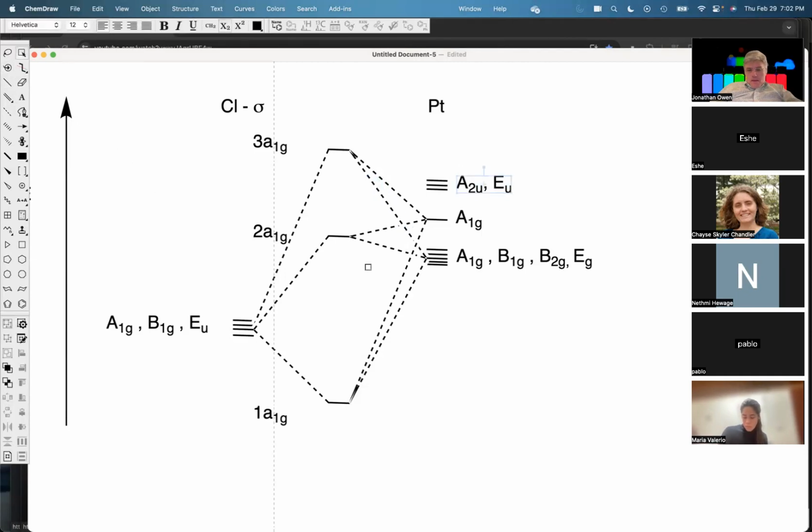All right. So there's the hard one, the A1G. Well, what else is left? We have an EU and we have a B1G. So let's throw in some B1G here. I'm going to stick this guy right here. No, don't do that. Well, apparently you can't do that anymore, huh? ChemDraw has disallowed that maneuver. All right, so I'm going to throw in my B1G here.